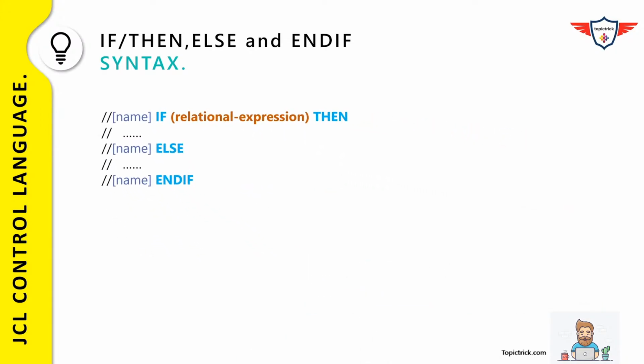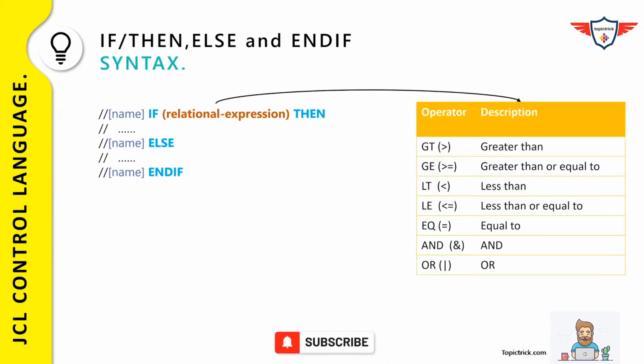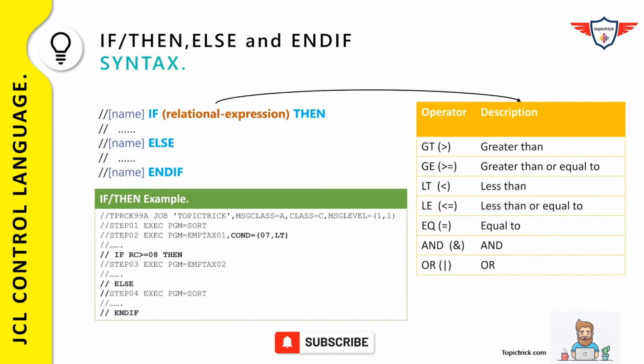Now let's look at a couple of examples so that you can understand how exactly you can use the IF-THEN-ELSE statement to process job steps conditionally. So again, you have a table on the right hand side. This is basically the operators that you can use to specify your relational expression along with RC as the return code of the previous step.